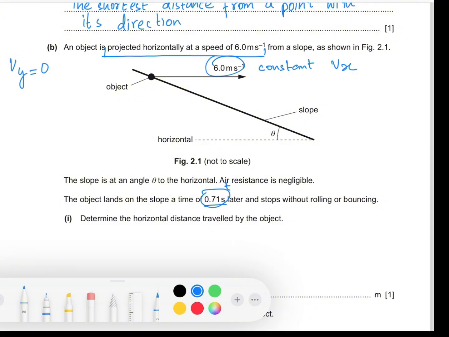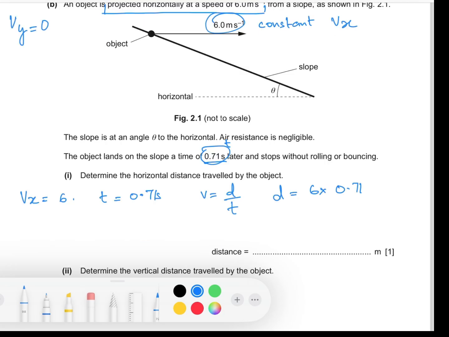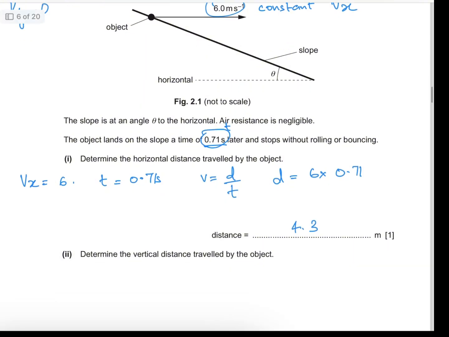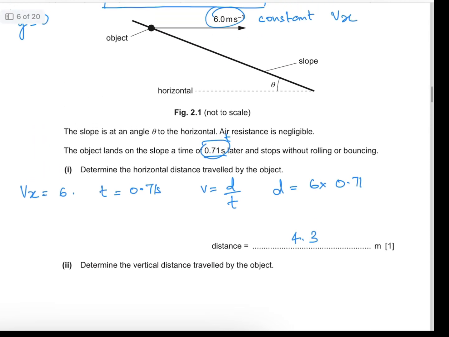Because the horizontal velocity remains constant, and you are also given the time taken for this horizontal distance traveled, that means you can use the formula speed is equal to distance over time to find the distance traveled, which will be 6 times 0.71, and that is equal to 4.3 meters. Part 2, determine the vertical distance traveled by the object.